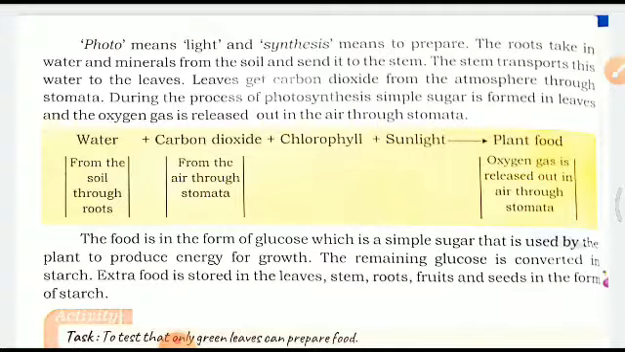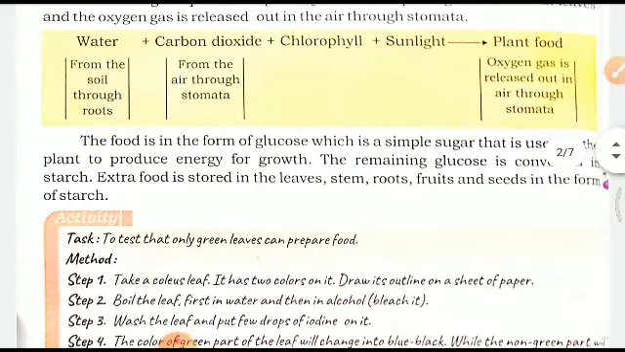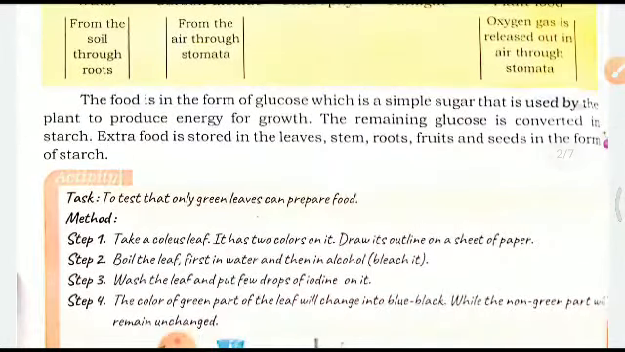Water plus carbon dioxide plus chlorophyll plus sunlight is equal to plant food. Right? Now water comes from the soil through roots, carbon dioxide from the air through stomata. Plant food is formed, and along with that, oxygen gas is released. The food is in the form of glucose, which is a simple sugar used by the plant to produce energy for growth. The remaining glucose is converted to starch. Extra food is stored in the leaves, stem, roots, fruits, and seeds in the form of starch.